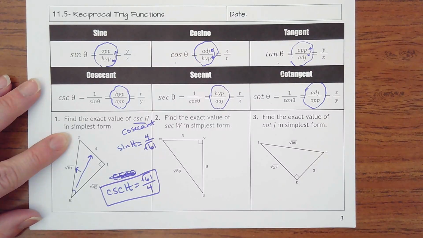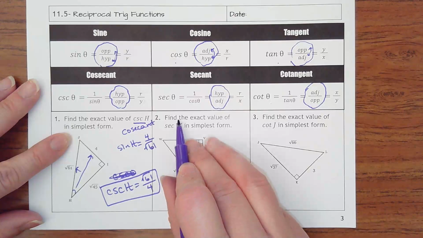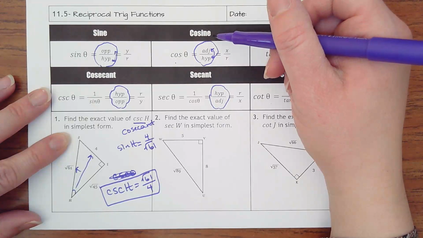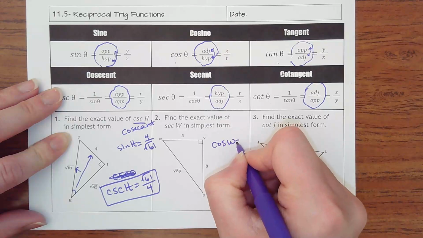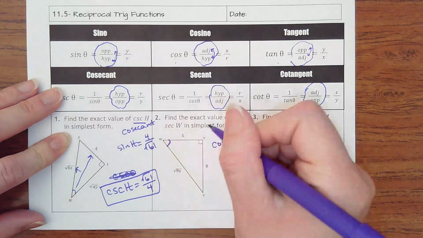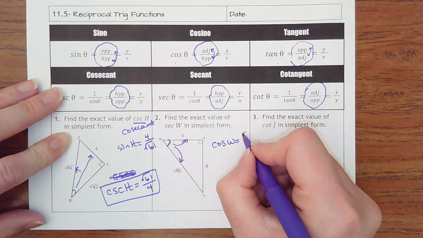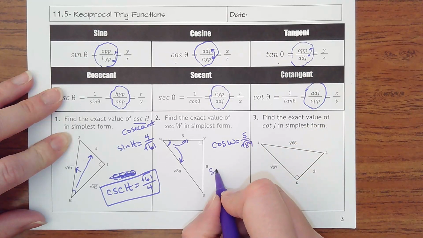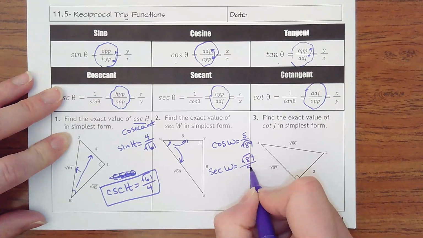That's it. Number 2, find the exact value of secant of W. Secant, S-E-C, is the reciprocal of cosine. So now, if you want to do it again, cosine of angle W would be adjacent over hypotenuse, so 5 over square root of 89. Again, don't worry about fixing it, because I'm going to flip it anyways to be square root of 89 over 5.